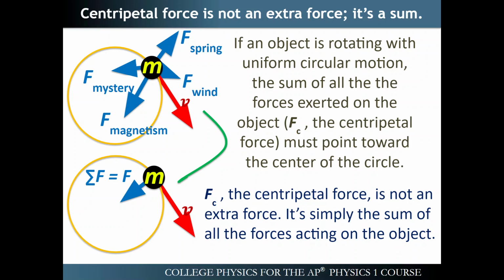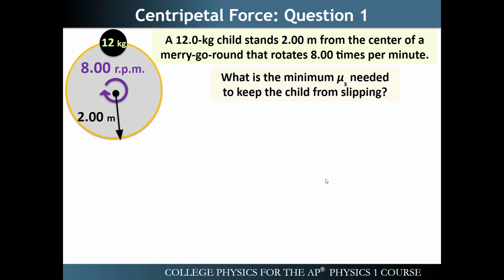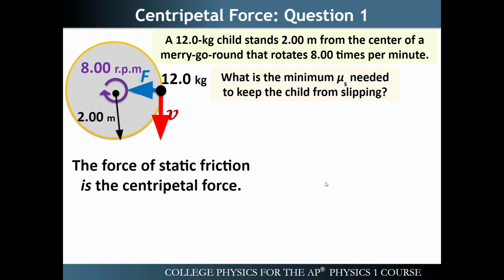Depending on the situation, we'll go through an example here, because you've seen one of these. So, a child of mass 12 kilograms stands 2 meters from the center. It rotates 8 times per minute. What is the coefficient of friction you're going to need to keep this kid from sliding off? You kind of did this in your bookwork, so here's another version of it.